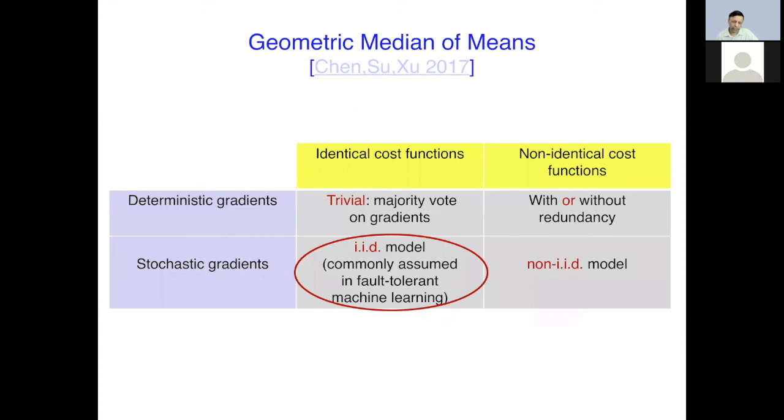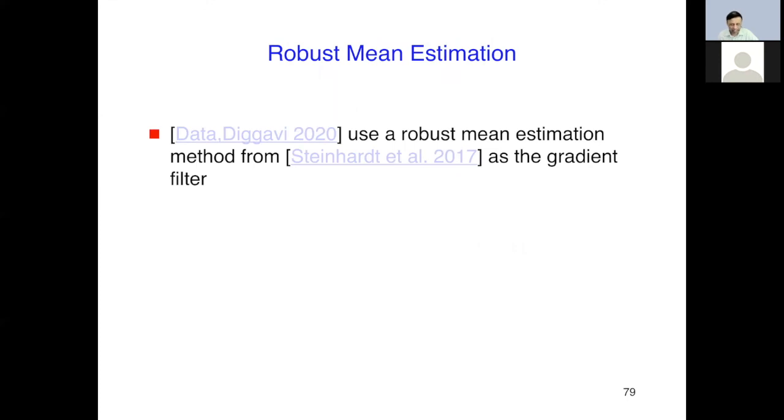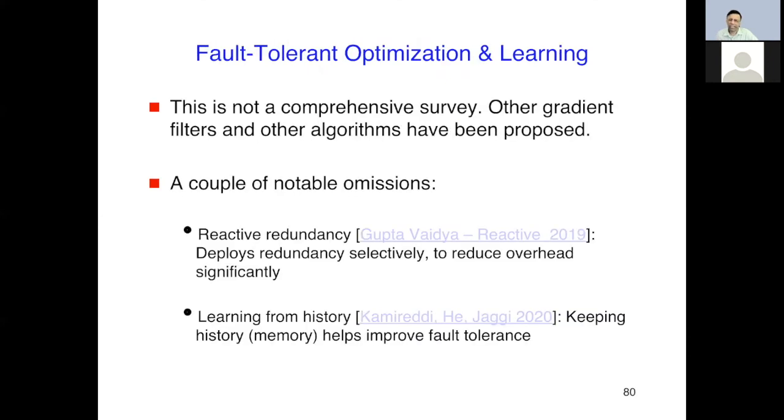And this was also introduced for the IID case for stochastic gradients, or some variations on this. And I have to say there are other filters that people have introduced. I'm not trying to be exhaustive in this tutorial, but just know that the structure that I presented earlier, where the server collects the gradients, filters them, and uses the filtered gradient to compute the next estimate, has been explored quite a bit by now.